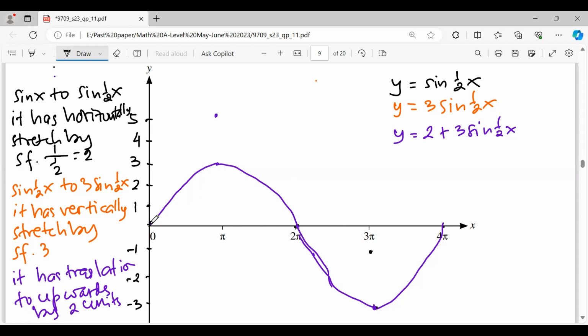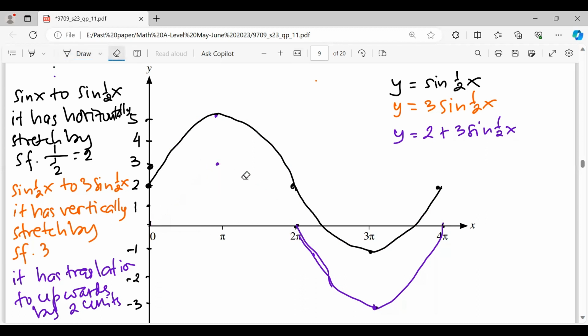And if we sketch, this one as well comes 3. Oh, sorry, here. Moving up by 2, and this one as well moving up by 2 here. So if we sketch, the graph becomes like this. As well as this one. Forgot this. I'm going to sketch this.